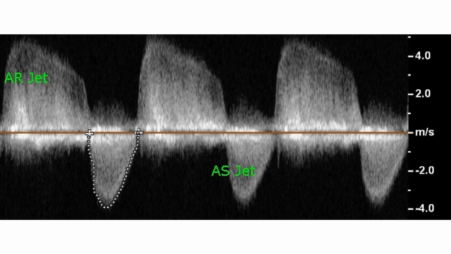This Doppler tracing is guided by color Doppler imaging from the apical 5-chamber view. As the aortic flow is directed away from the left ventricular apex in apical 5-chamber view, the AS jet is downwards. The regurgitant flow of AR being towards the left ventricular apex is directed upwards in the continuous wave Doppler tracing.